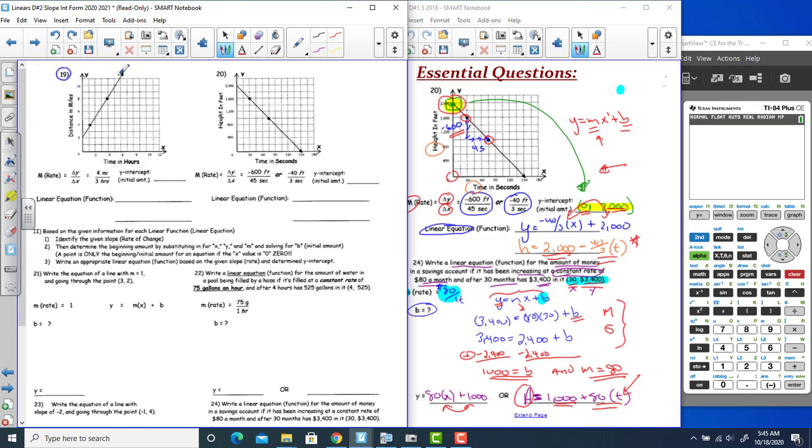Clearly, we have a linear pattern because it's graphed to be a straight line. And if we want to write the equation of a linear pattern, we need to know m and b, y equals mx plus b. Or more appropriately, we need to know the constant rate of change, and we need to know the beginning amount, the y-intercept. And that will describe the entire relationship.